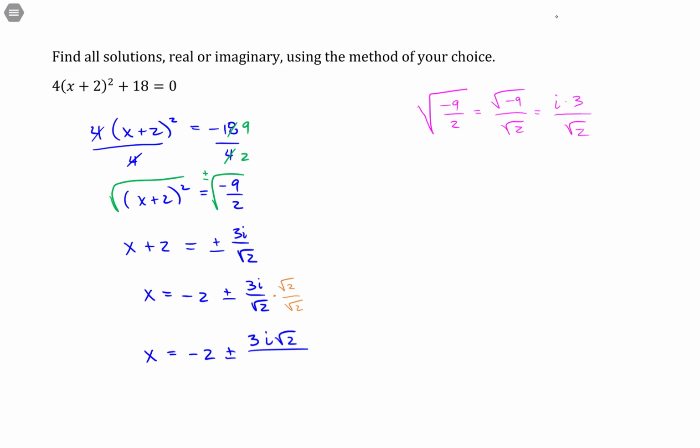Then the square root of 2 times the square root of 2 would be the square root of 4, which is 2. And there, now we have the denominator rationalized, and there's a great final answer.